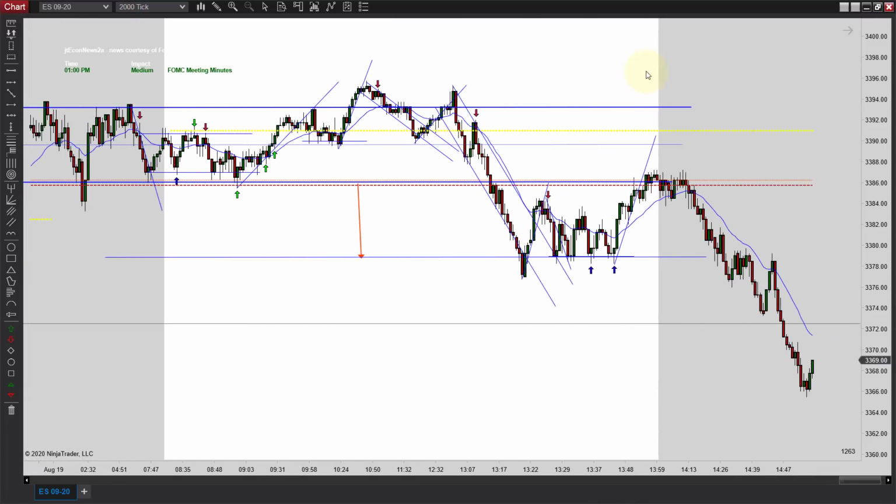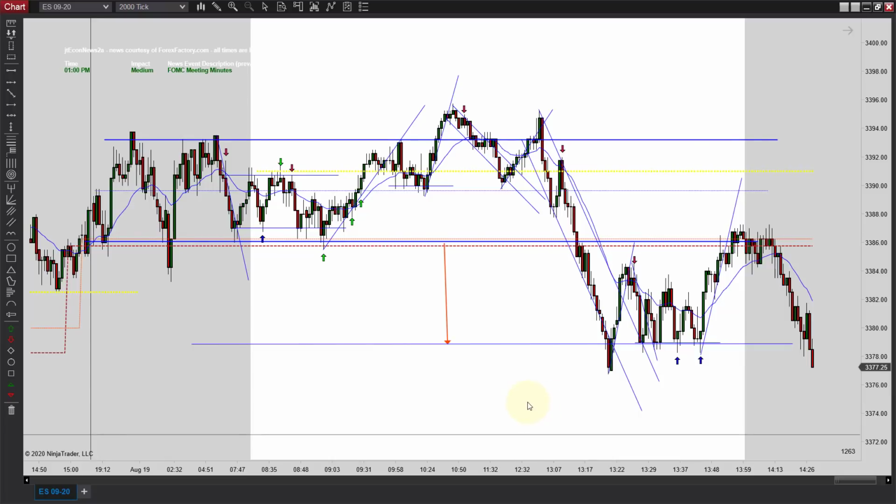So generally within an hour or so, it's taking it all back. They tried right here, but notice how many times they tried to get through there and couldn't. Eventually, when a market can't go higher, it's going lower. And eventually, like here, when a market can't go lower, it's going to go higher, at least temporarily. So keep that in mind.